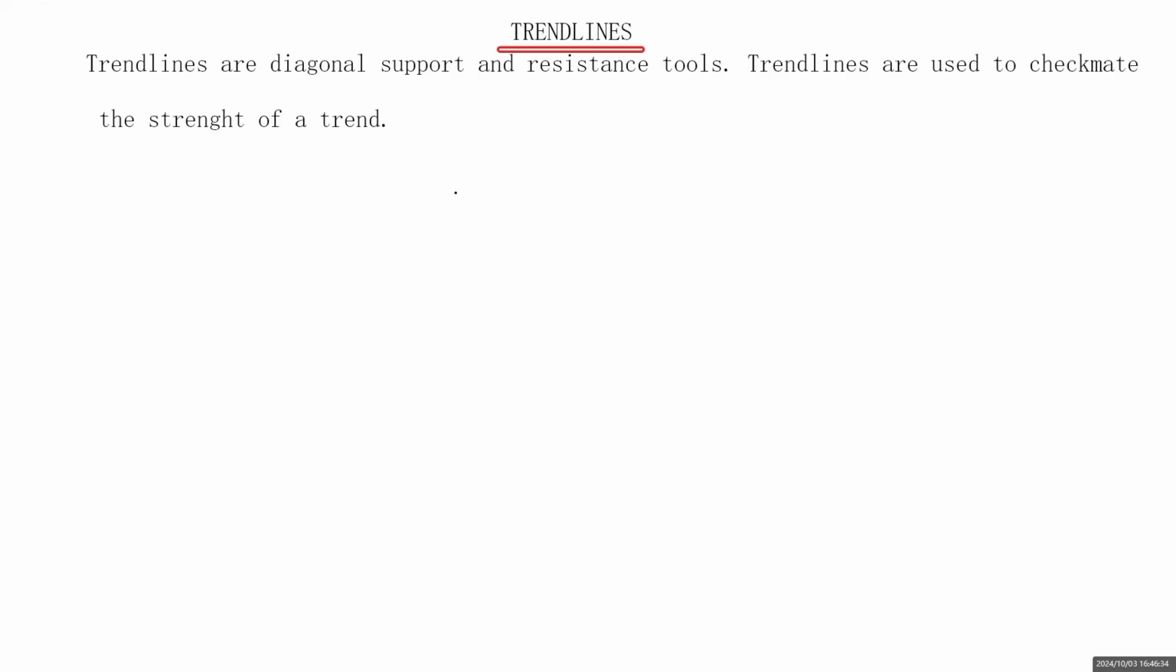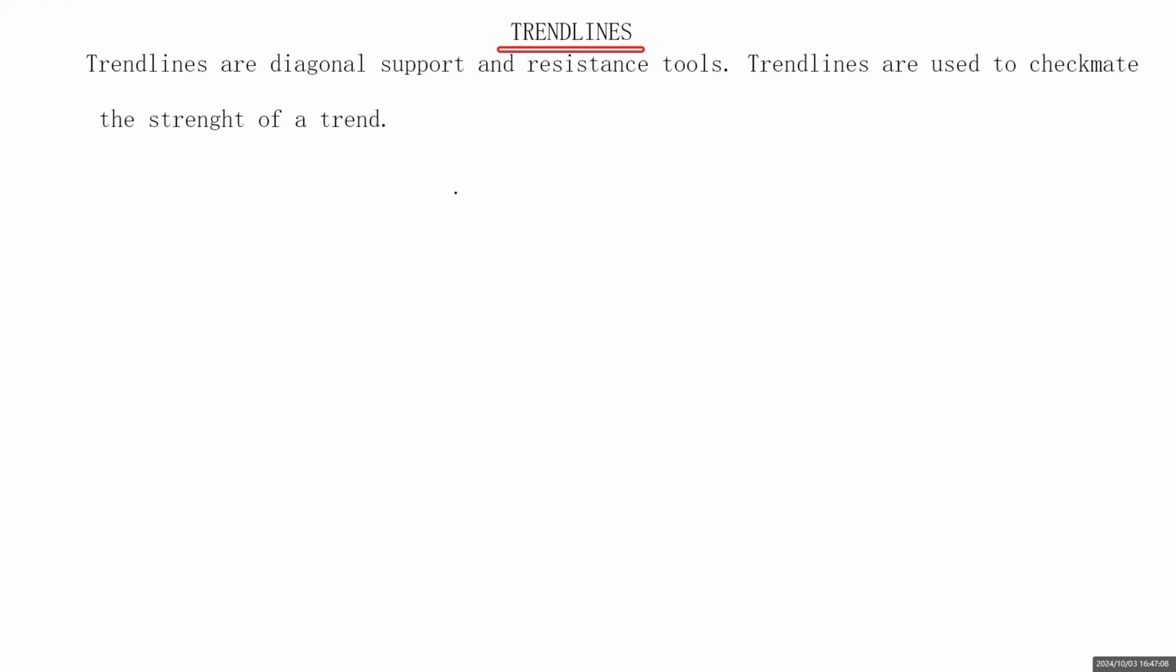So we said trend lines are diagonal support and resistance tools. We have horizontal support and resistance tools, but trend lines are the diagonal ones, and trend lines are used to checkmate the strength of a trend. If a trend is strong, price will keep obeying a trend line, while if a trend is weak, price will violate it. So a trend line is very significant, and it's one of our top tools in price action trading that we use in making massive profits in the market.